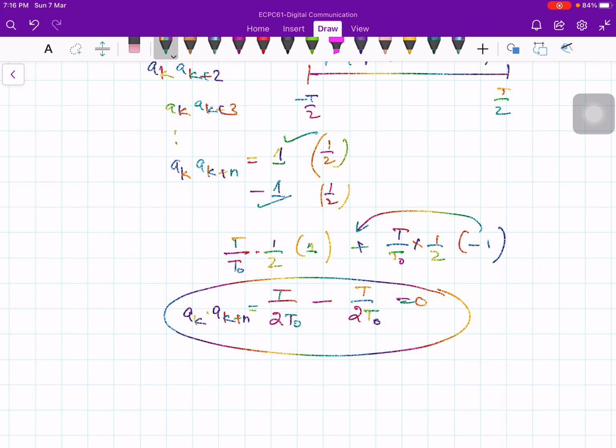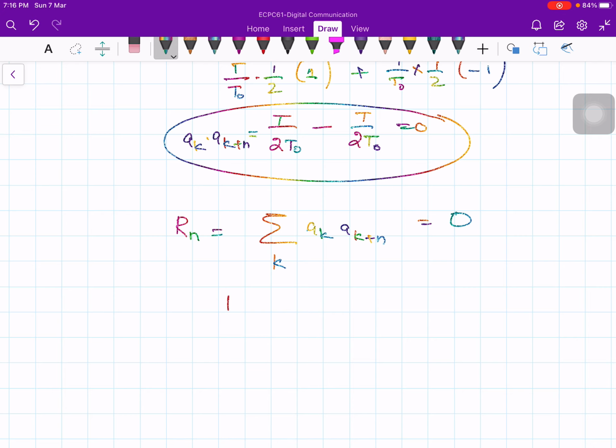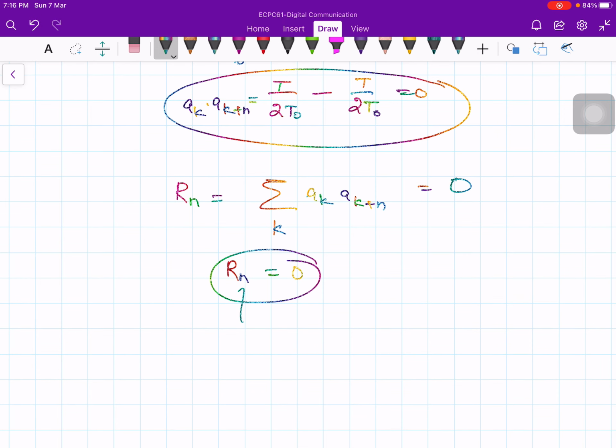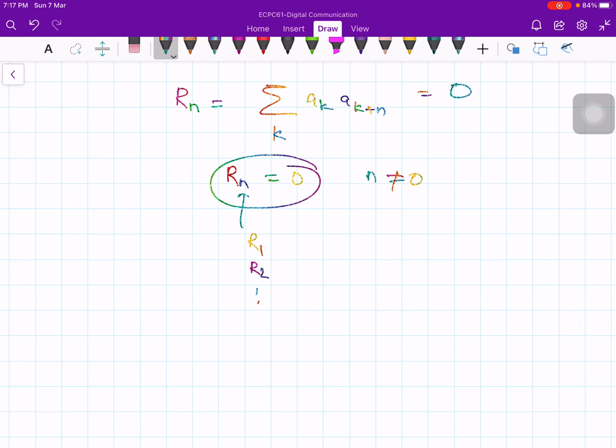So Rn is equal to the summation over k of AK times AK plus n, and this is 0. Therefore Rn is going to be 0. That means for any value of n, you take R1, R2 and so on, we can conclude that Rn is going to be equal to 0 for n not equal to 0. Because n equal to 0 we have already seen is equal to 1. When you substitute n equal to 0, you get R0 is 1. That's what we got.